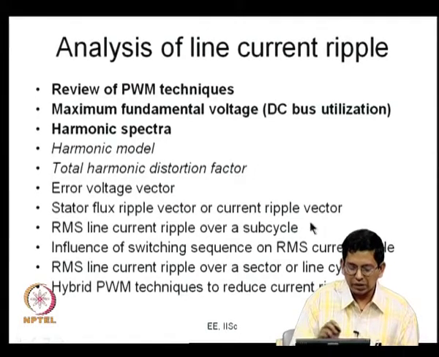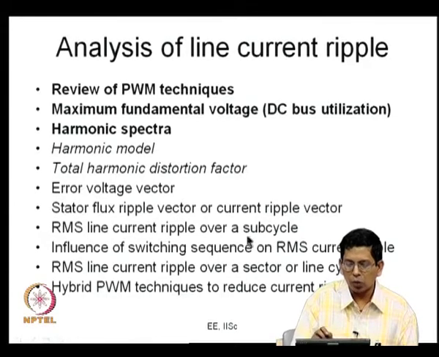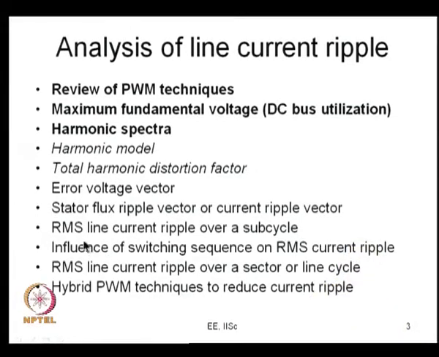Based on this analysis, we will go into the study of the RMS line current ripple over a subcycle, which is a small unit of time. We will try to find out how to get this RMS line current ripple over a subcycle, and study the influence of switching sequences on the RMS current ripple. In the conventional space vector PWM, we start with one particular sequence. We start from the 0 state, go to one active state, another active state, and then go to the other 0 state, like 0, 1, 2, 7.